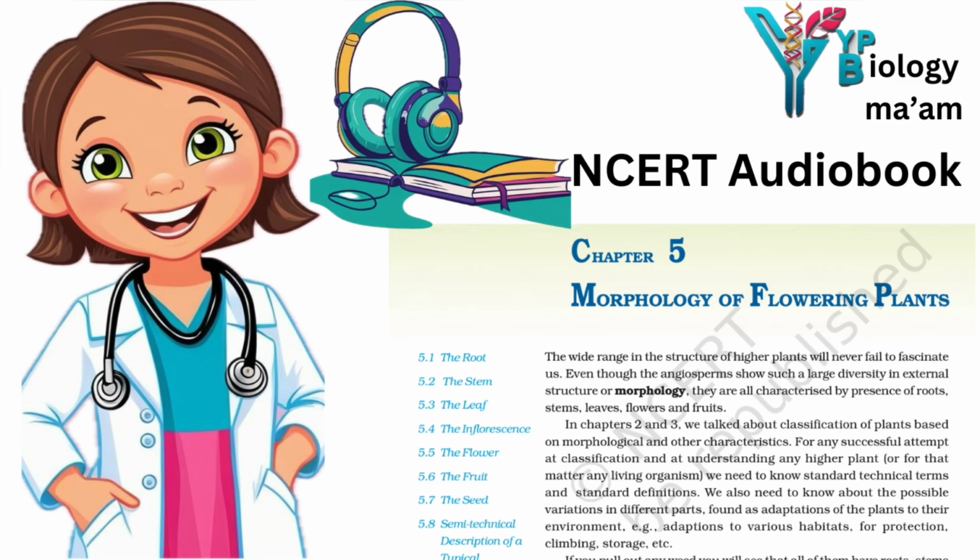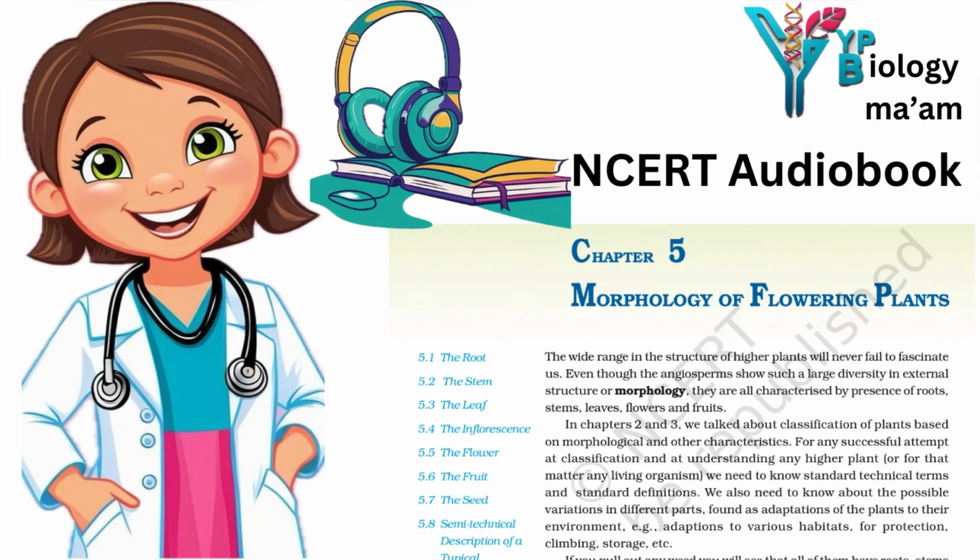5.7 The seed. The ovules after fertilization develop into seeds. A seed is made up of a seed coat and an embryo. The embryo is made up of a radicle or an embryonal axis and one cotyledon, as in wheat and maize, or two cotyledons, as in gram and pea.